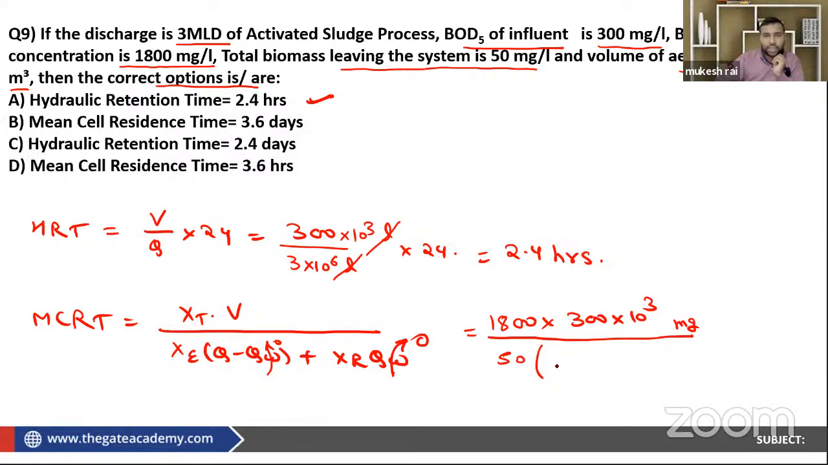Now Q is given as what? 3 MLD, that is 3 into 10 to the power 6 liter per day. Now other values is 0. Just solve it. You will get 3.6 days. So mean cell residence time is given as 3.6 days, and hydraulic retention time will be equals to 2.4 hours. That is a simple question.